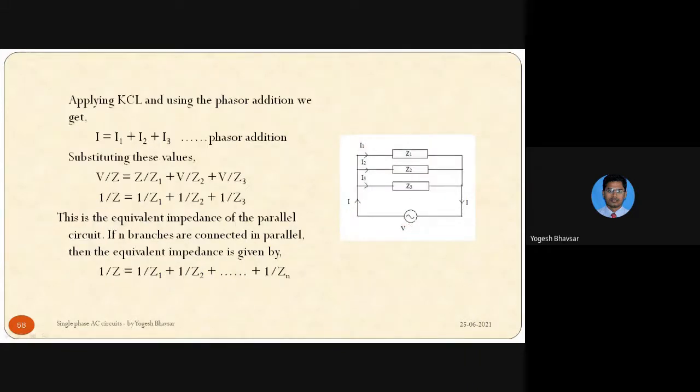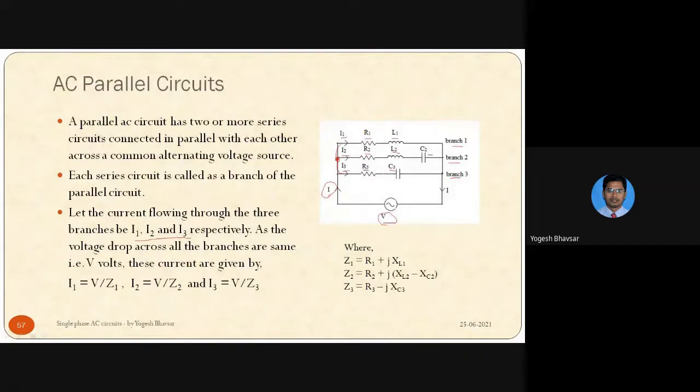Right? Now, let us derive some parameters for these parallel AC circuits. We have I1, I2, I3, which are the currents flowing through each branch respectively. Therefore, we can write the expressions for I1, I2, I3 using Ohm's law. I is equal to V by Z, which we already derived, right? So I1 is equal to V by Z1 for the first branch. Now what is Z1? Z1 is the combination of resistance R1 and inductance L1. Right? So we can commonly call it Z.